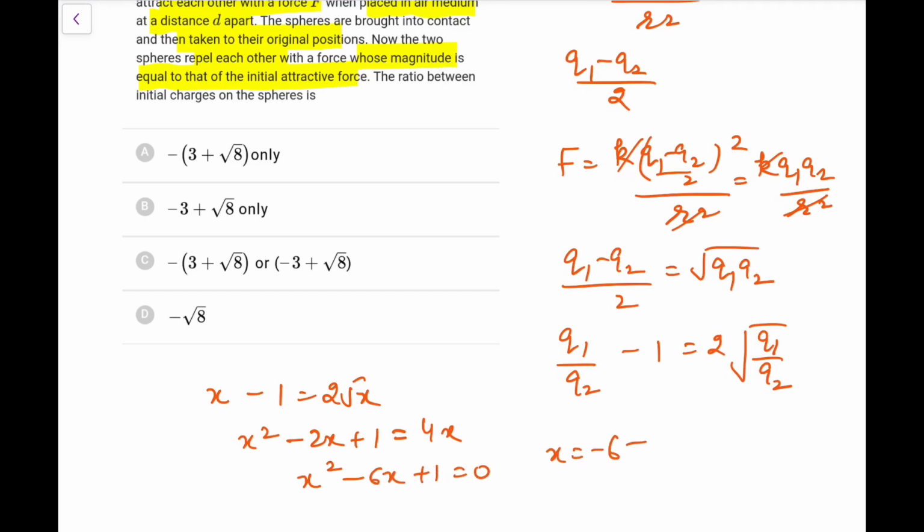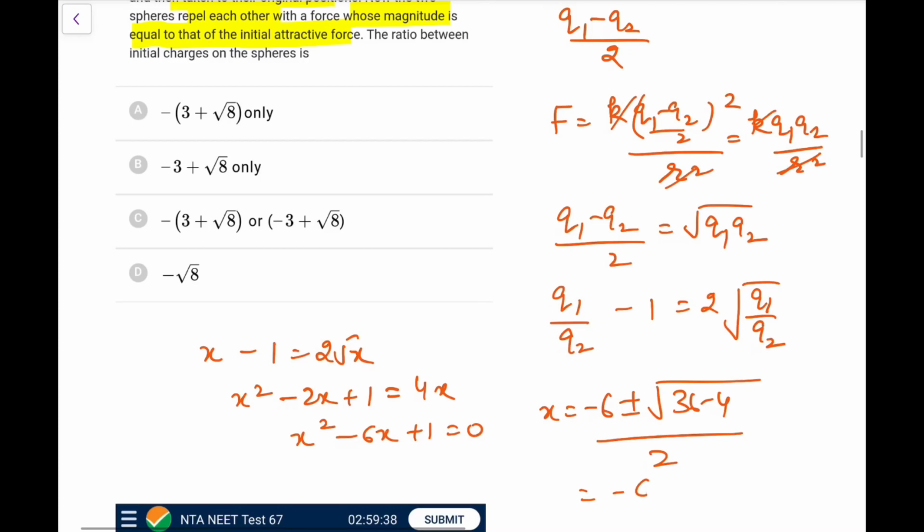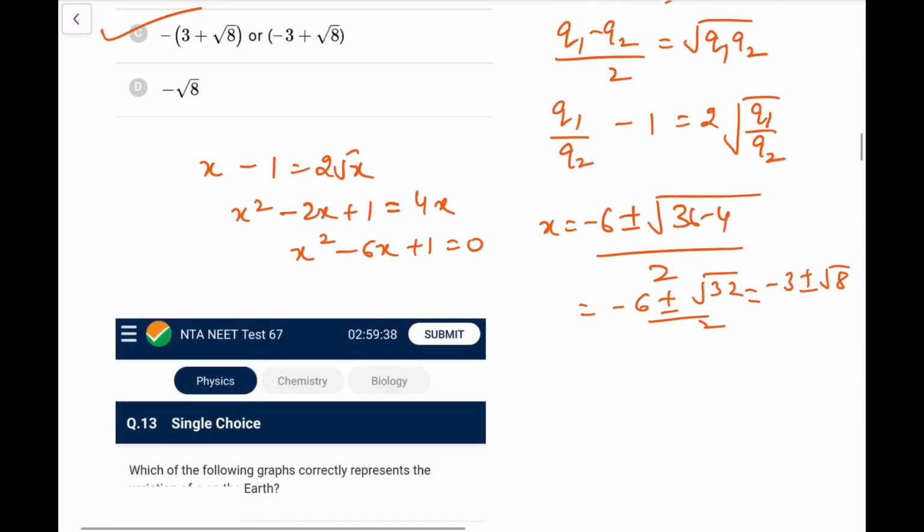So x comes out as minus 6 plus minus root of b square, that is 36 minus 4, upon 2. So it comes out as minus 6 plus minus root of 32 by 2. Take this common, this would be minus 3 plus minus root 8. So it would be minus 3 plus root 8, because the ratio should be negative. The ratio should be negative, so minus 3 plus root 8 will also work, and minus 3 minus root 8 will also work. So I'll go for option C in this particular case.